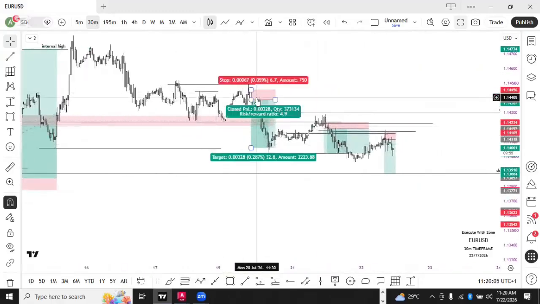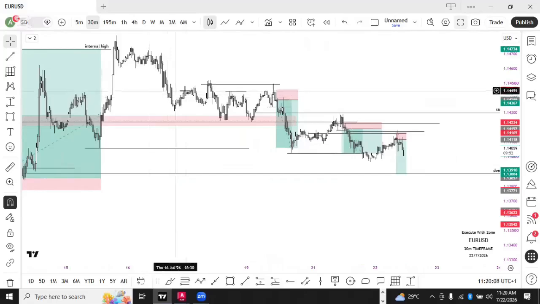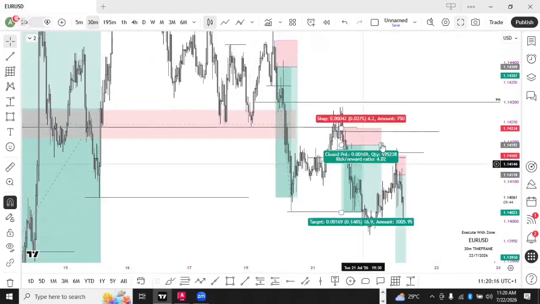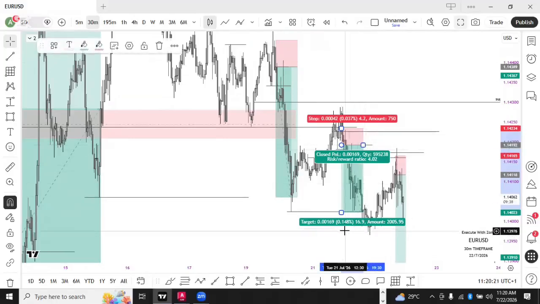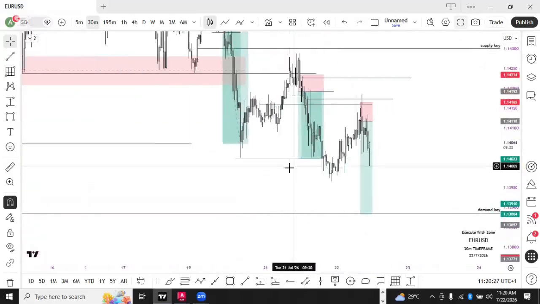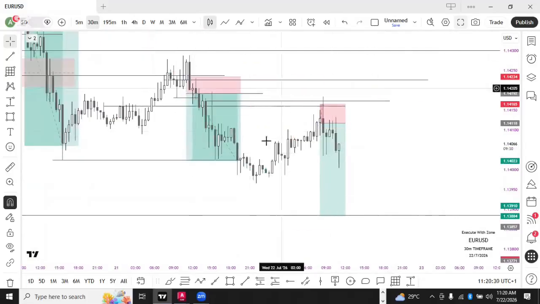You can see I took one entry here, following the same procedure, nothing changed. I took one entry here and another entry here. This entry was on Monday, get me? This one was on Tuesday, which was yesterday, and this is another one. So this one that I am in now, how did I notice it?